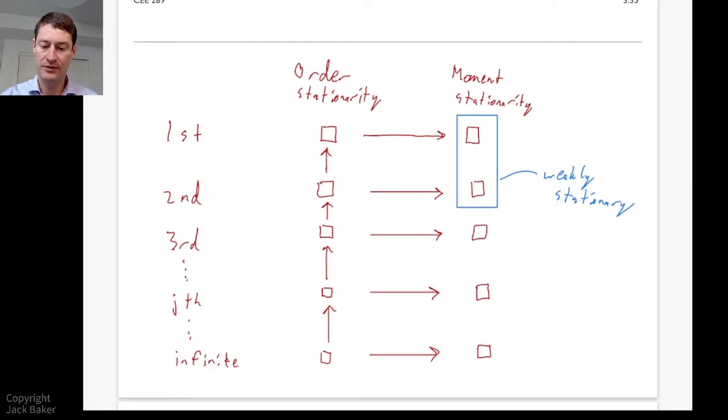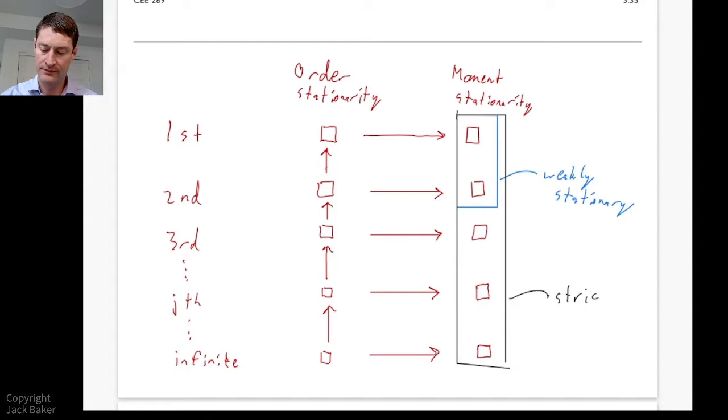So that's a condition that we'll think about sometimes. And then if I have all of my moments stationary, this black box is strictly stationary. So those are a couple conditions that are going to be useful for us.